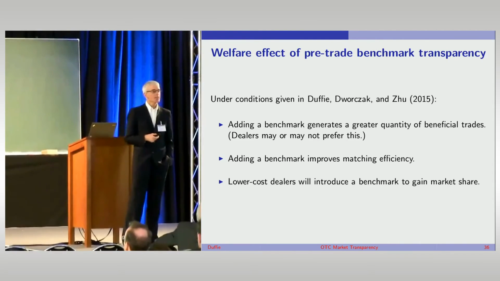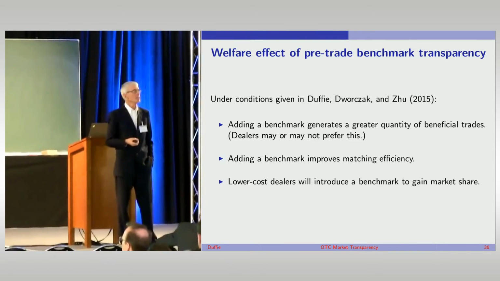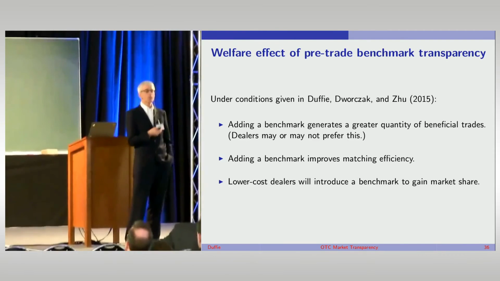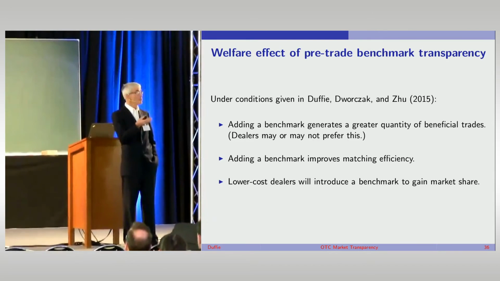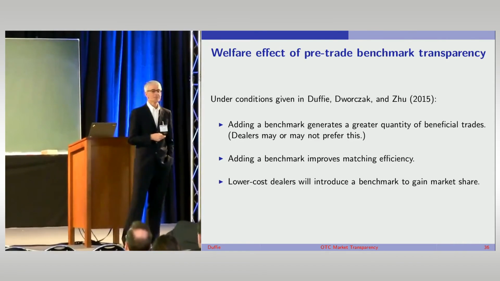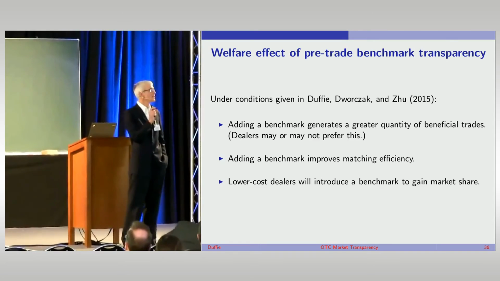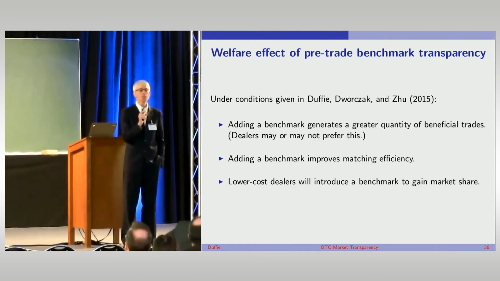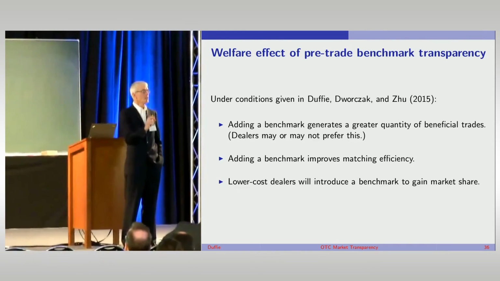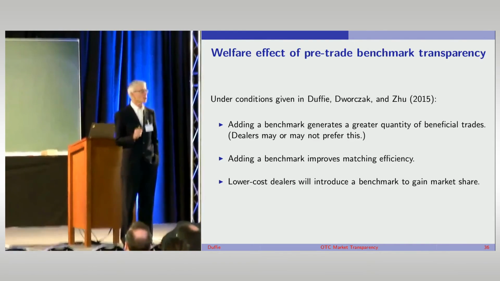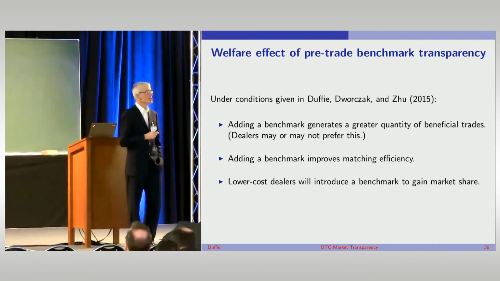The last point is that because the most efficient market makers will benefit in market share, they're the ones that are going to introduce the benchmark. It's slightly counterintuitive that the banks themselves may find it valuable to introduce benchmarks. They can do it for two reasons. Number one, they get more trades. Number two, they get a bigger market share. So the most efficient banks are going to be the ones that introduce them.